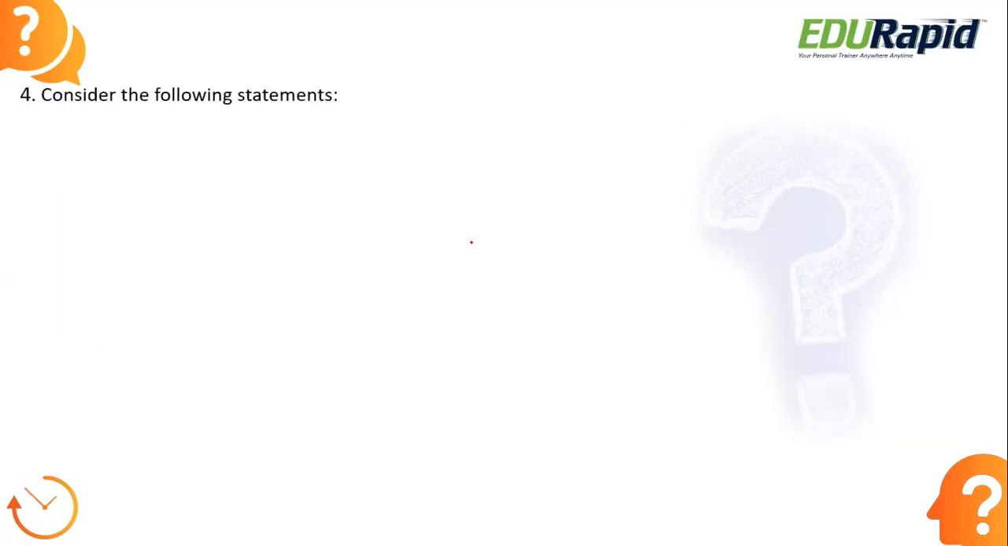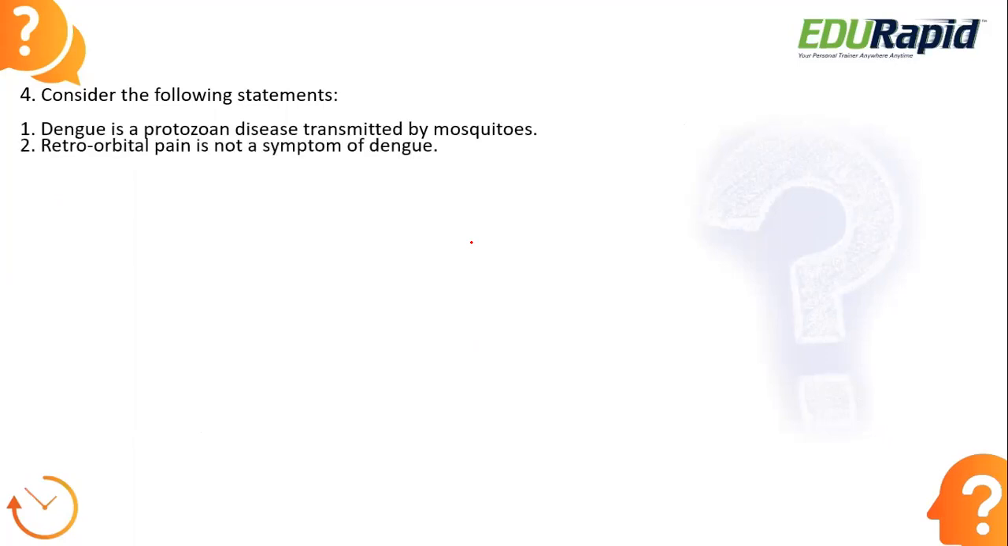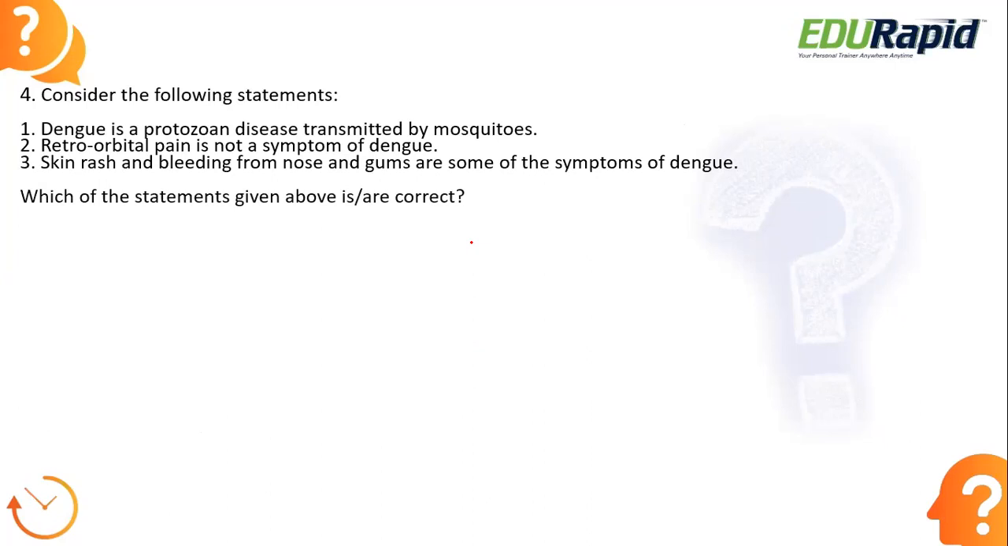Moving to the next question now. Consider the following statements. One, dengue is a protozoan disease transmitted by mosquitoes. Two, retroorbital pain is not a symptom of dengue. Three, skin rash and bleeding from nose and gums are some of the symptoms of dengue. Which of the statements given above are correct? Option A, 1 and 2 only. Option B, 2 only, option C, 3 only, and option D, 1 and 3 only.